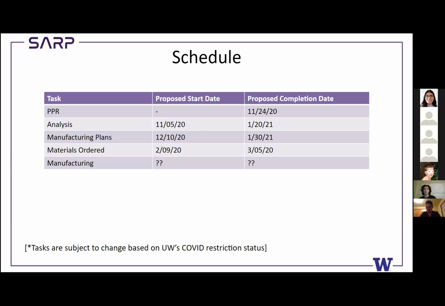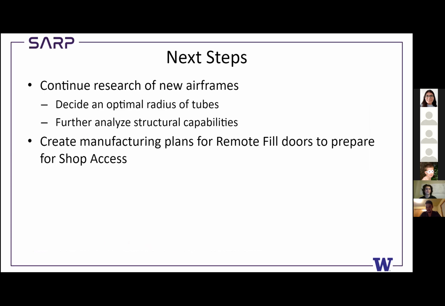And this is our very preliminary schedule, just because we have no idea when or if we'll be able to get back into the composite shops, but we're going to be continuing our research throughout at least until winter quarter, and developing some manufacturing plans. So in case spring looks good, we can get in the shop with the ball rolling and be pretty efficient.